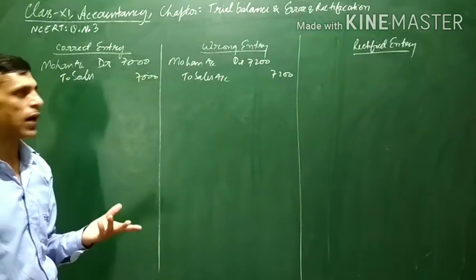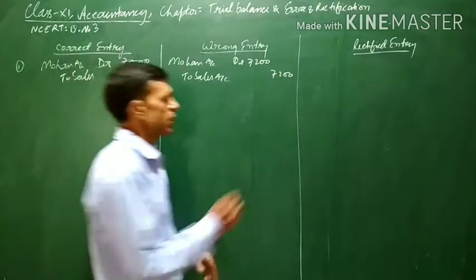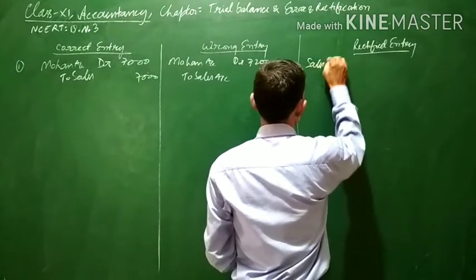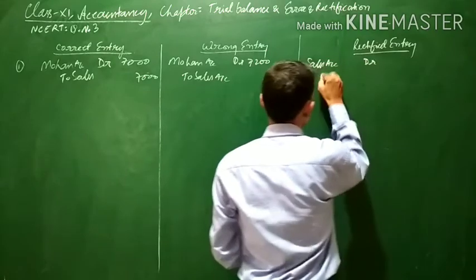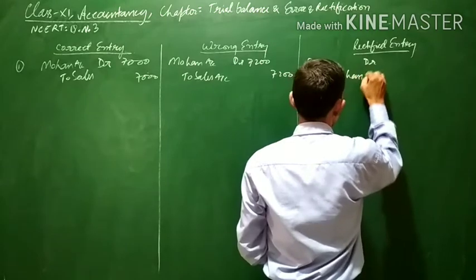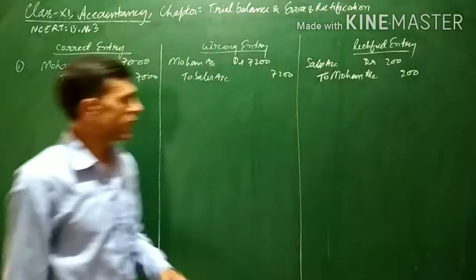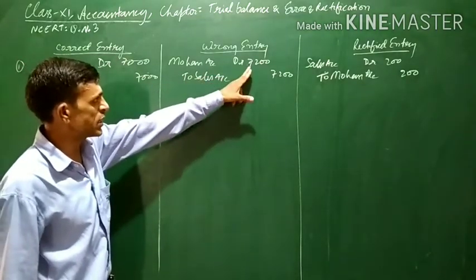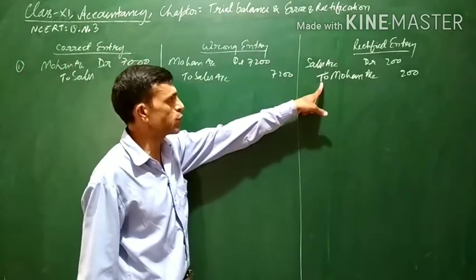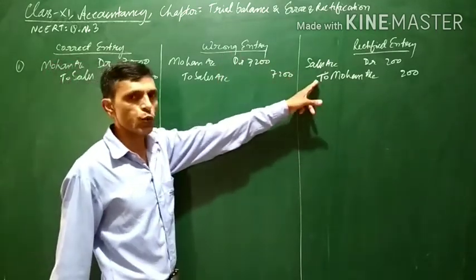So in order to rectify the error, we have to pass a reverse entry of 200. The rectification will be: sales account debit to Mohan account, 200. Now this is the rectification entry, because 200 excess debit was there. In order to cancel the 200 excess debit, we have to credit Mohan with 200, so that the excess debit will get cancelled with 200 credit.